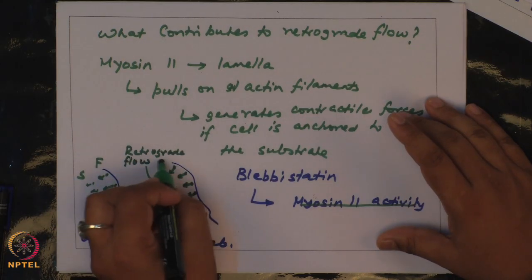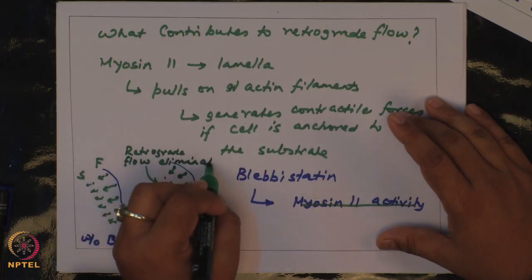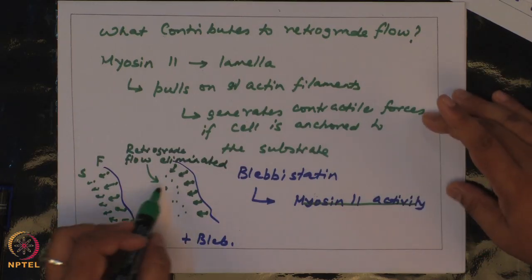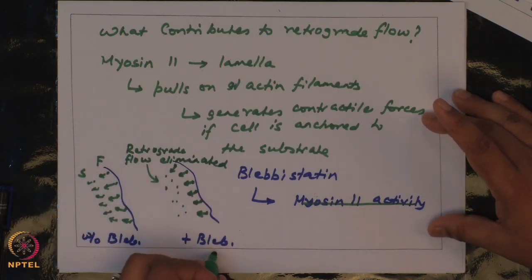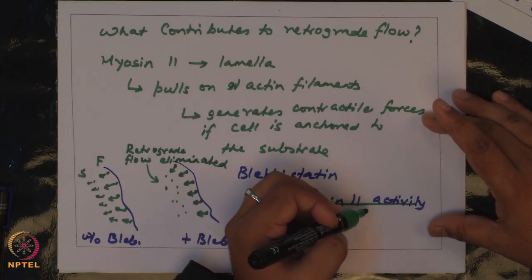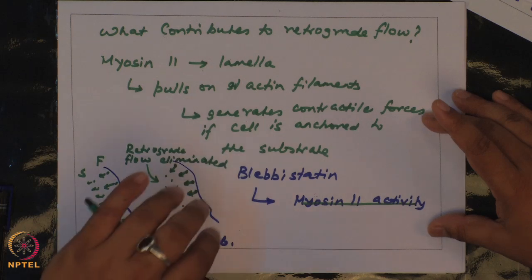So, this point proves that when you have retrograde flow eliminated in the presence of blebistatin, which inhibits myosin 2 activity, it suggests that retrograde flow in the lamellar region is attributed to myosin 2 pulling along actin filaments. So, the filaments are pulled rearward, which contributes to retrograde flow. So, then what contributes to retrograde flow at the leading edge?